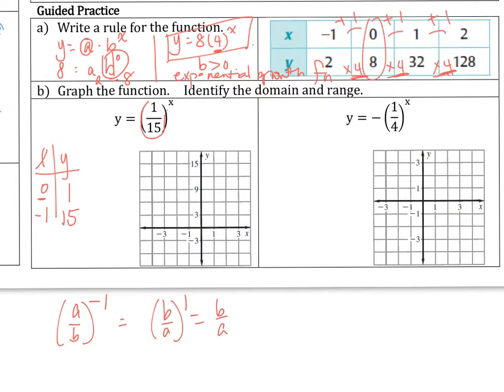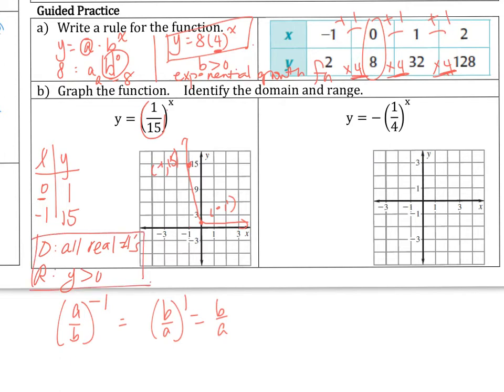And 0, 1, it's about here. And then -1, 15, approximately. And then I'm going to try to graph this to the best of my ability. Okay, something like that. Okay, and the domain will be all real numbers, and the range will be all positive real numbers. Or you can just write y greater than 0.